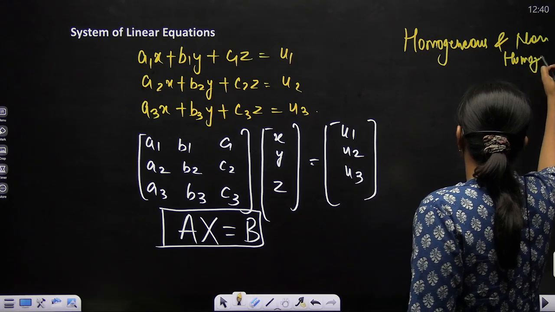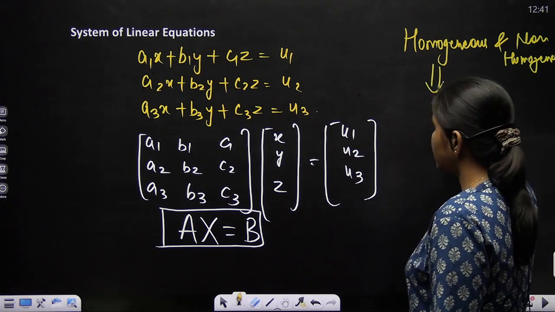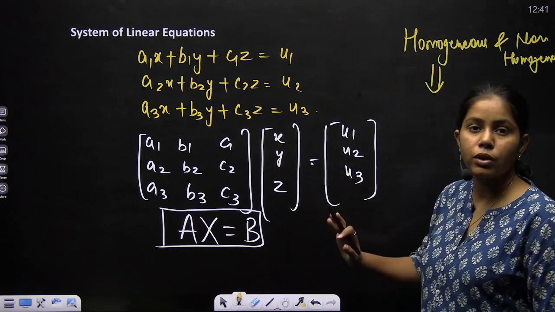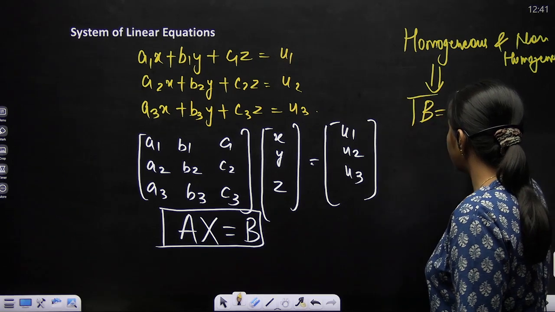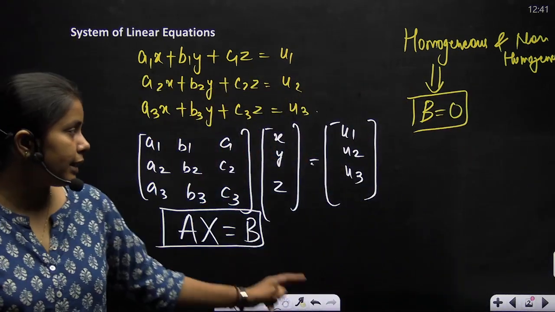Non-homogeneous. When would it be homogeneous? The system of linear equations is homogeneous when the right side, the B vector you have taken, is completely 0. That means U1, U2, U3, all three values are 0 here, then it is homogeneous.